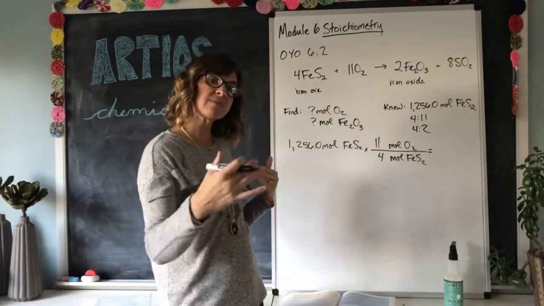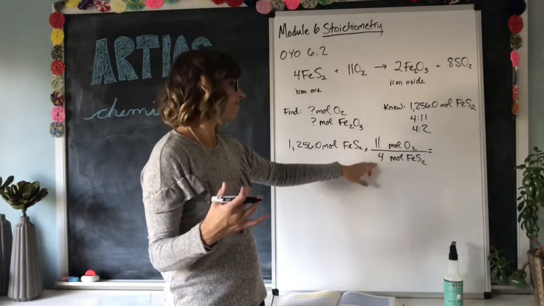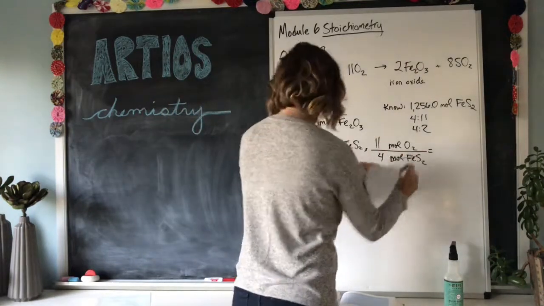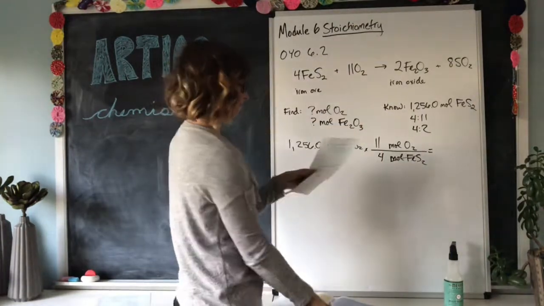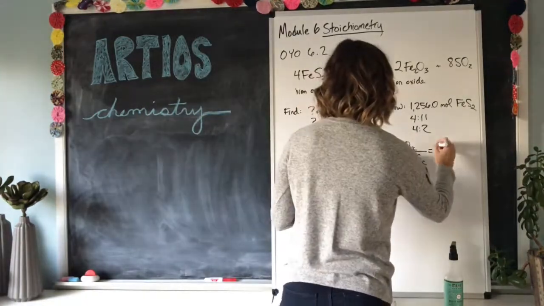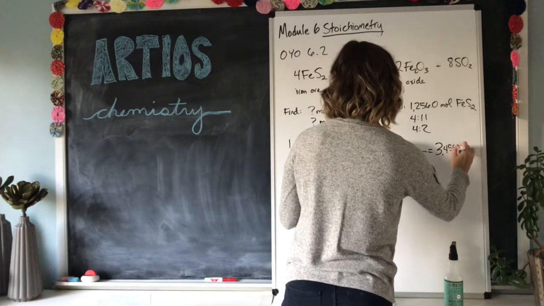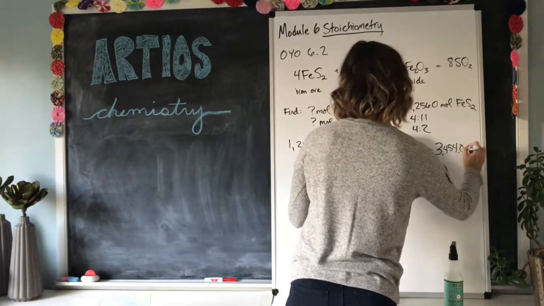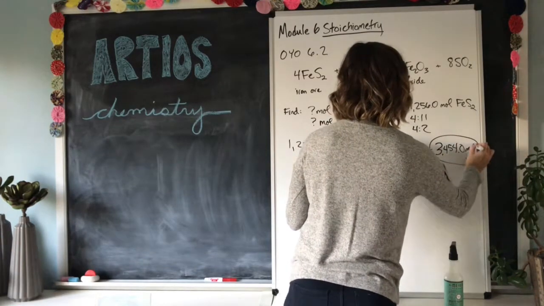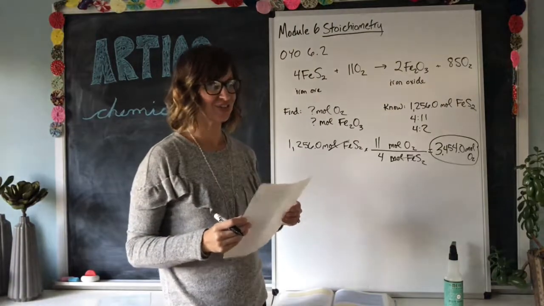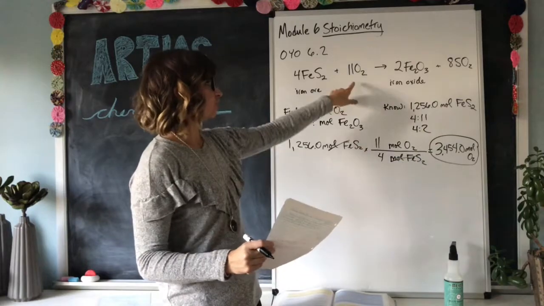Okay, and then we multiply 1,256 times 11 divided by 4, and our answer is going to come out to be 3,454.0 moles of O2. And we circle it for our favorite teachers. Teachers like to see circled answers. They're much easier to find. So that's how many moles of oxygen would be needed.